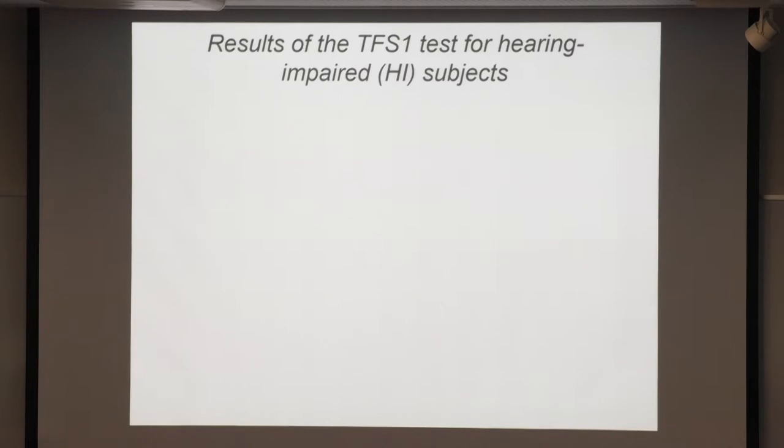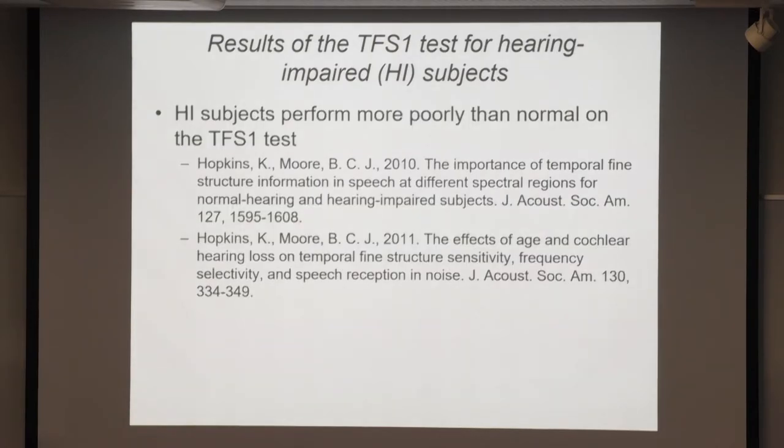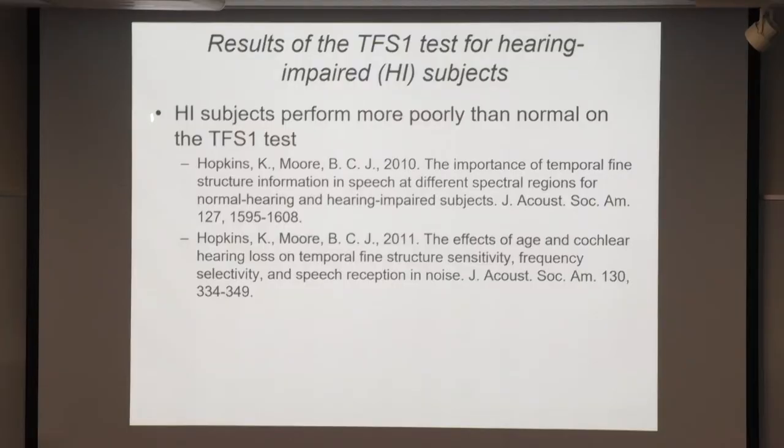Now, we've applied this TFS test using hearing impaired subjects in a number of studies, and these are people with cochlear hearing loss, and we find that generally they perform more poorly than normal. Even if they only have a very mild hearing loss, like 30 decibels, they often perform really badly on this test. And so we think that hearing impairment is adversely affecting the ability to use temporal fine structure.